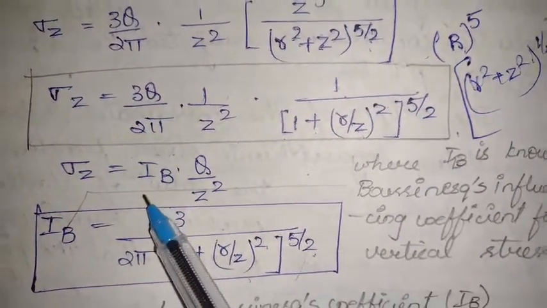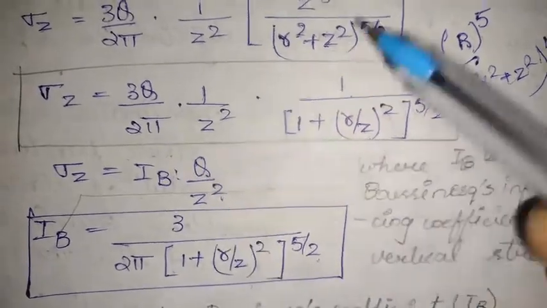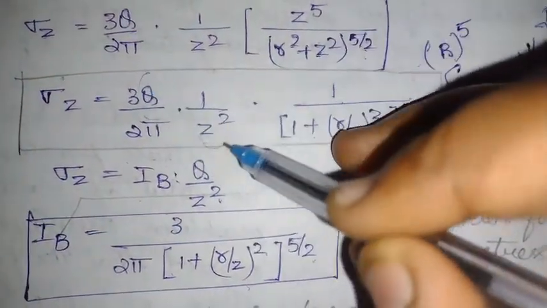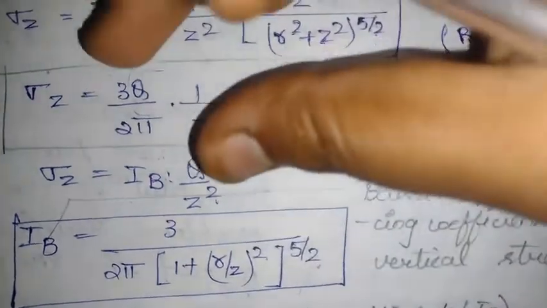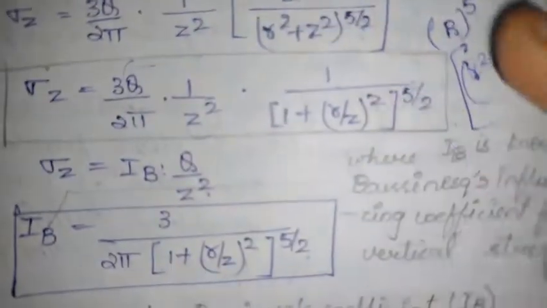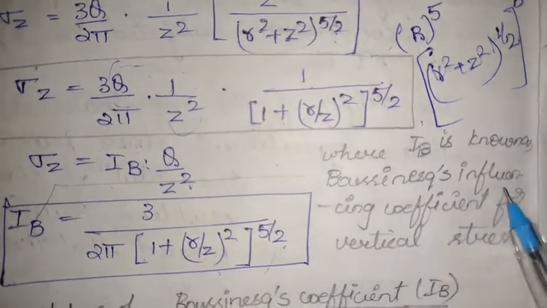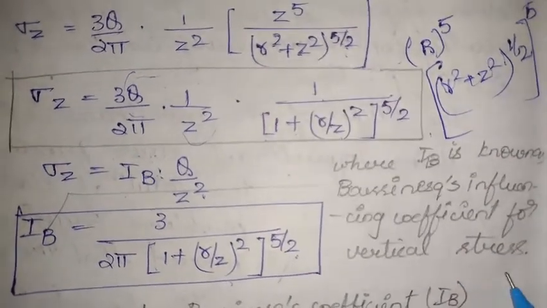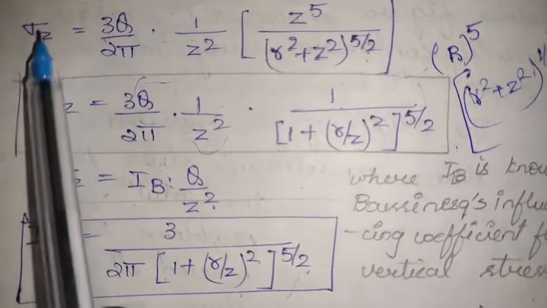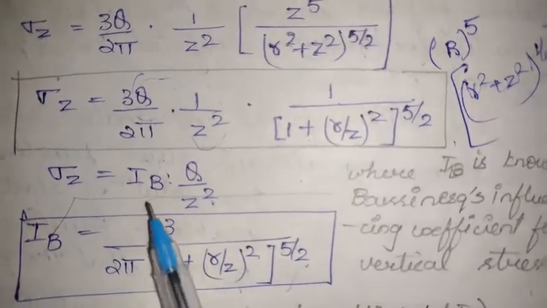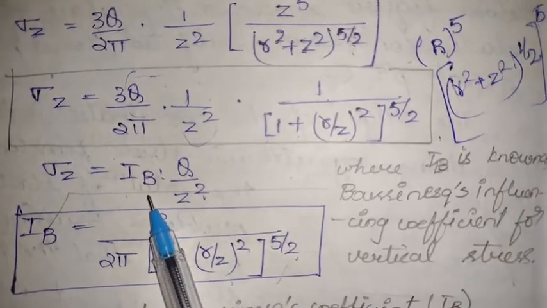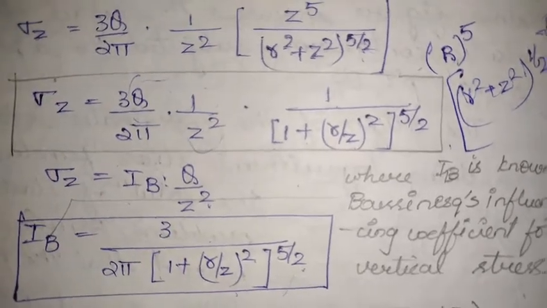See, this is IB multiplied by q by z square. We are just taking this q by z square outside and the remaining whole term as IB, where IB is known as the Boussinesq influence coefficient for vertical stress. This is the vertical stress equation where IB is the constant.